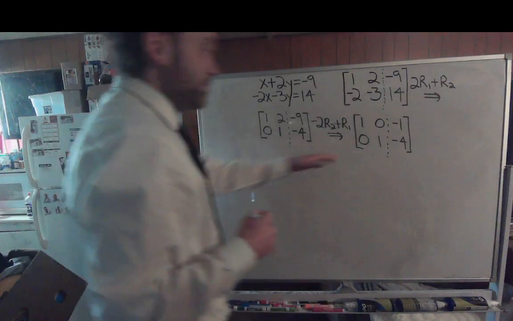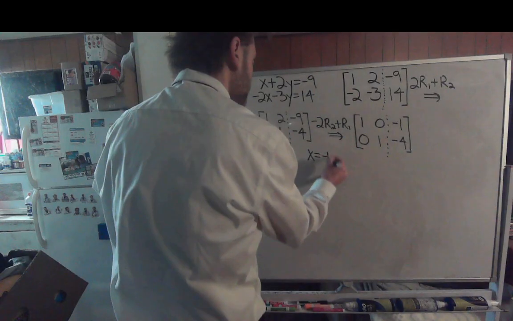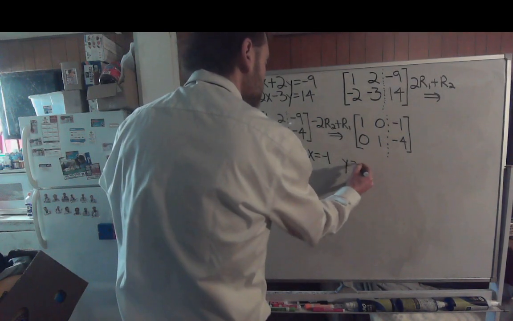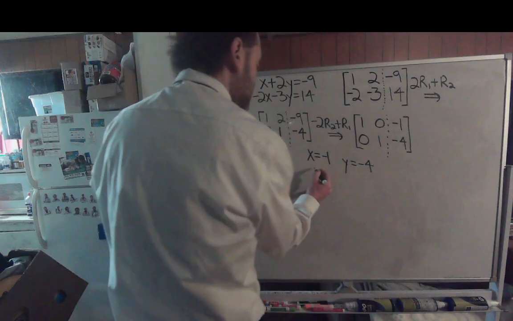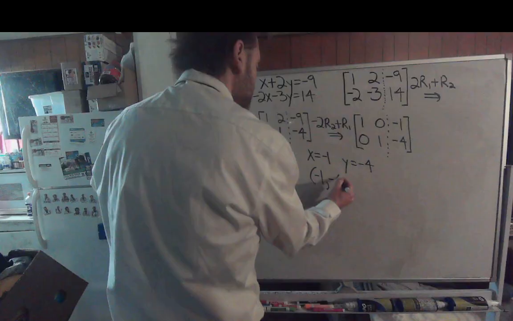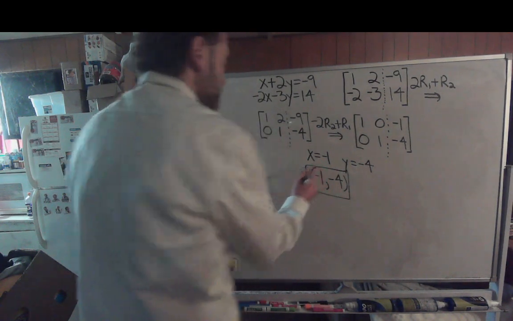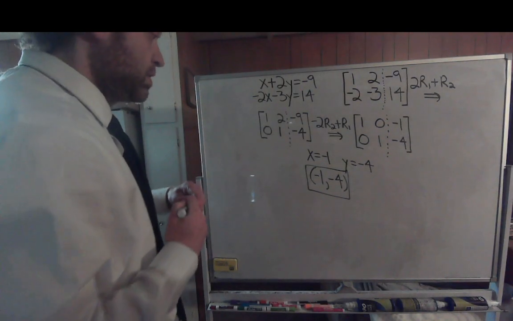So now we have this in reduced row echelon form where x equals negative 1 and y equals negative 4, giving you the ordered pair negative 1, negative 4, which would be the solution to this system of equations. Negative 1, negative 4.